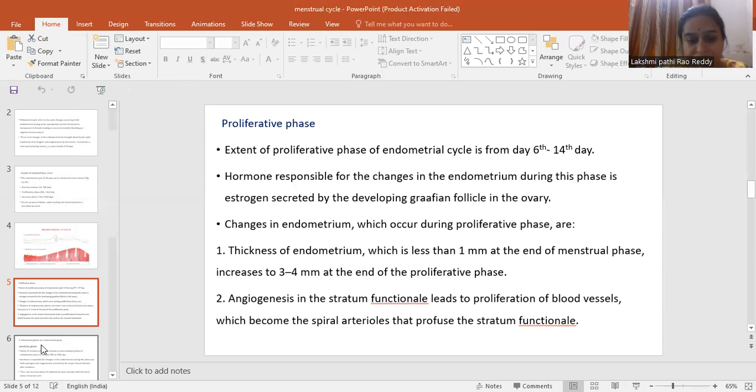What are the other changes? Angiogenesis. What does it mean? Angiogenesis means proliferation or growth of blood vessels. Where is it going to happen? It is going to take place in the stratum functionalis. There will be proliferation of the blood vessels.